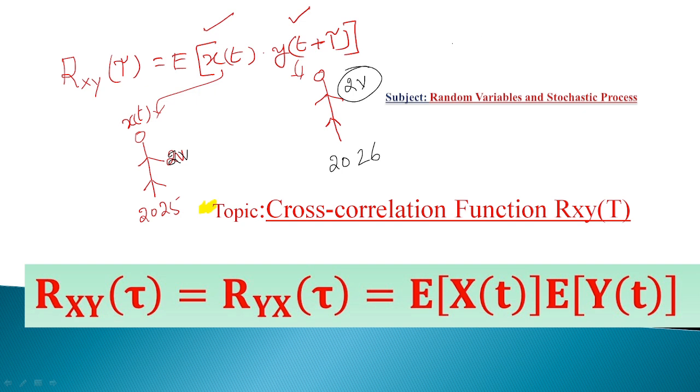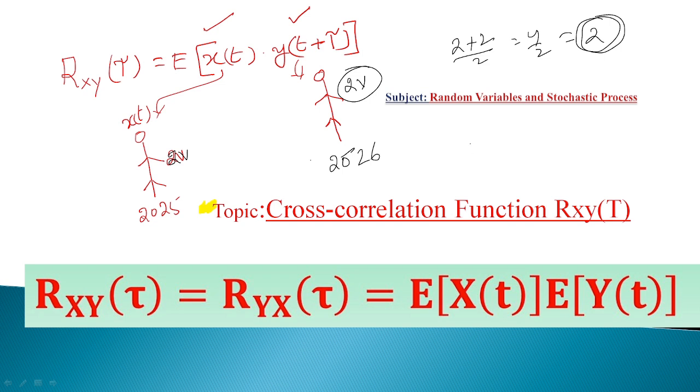What is the average of the two different signals? Just an assumption, like real numbers I am calculating here. That is 2 plus 2 by 2 is equal to 4 by 2 is equal to 2, which is the average. So this is a cross correlation, the relation between two different signals is called cross correlation.